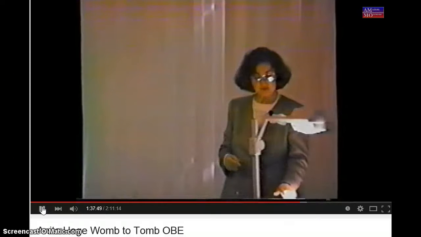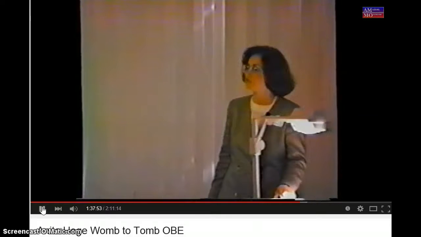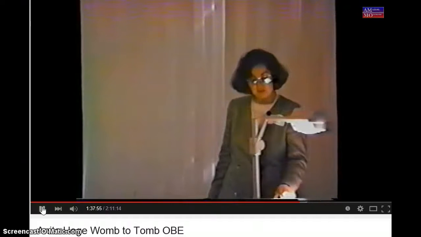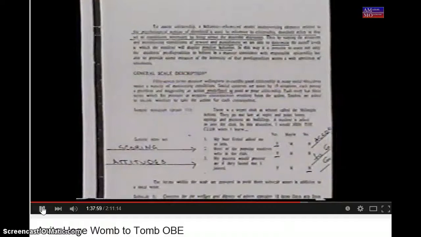To assess citizenship, a behavior reference model incorporating elements related to the psychological notion of threshold is used. In reference to citizenship, threshold refers to that set of conditions necessary to bring about the desired outcome. So, by varying the situation, introducing conditions of reward and punishment, B.F. Skinner, we are able to determine the cutoff levels at which the student will display positive behavior. They were all predefined.